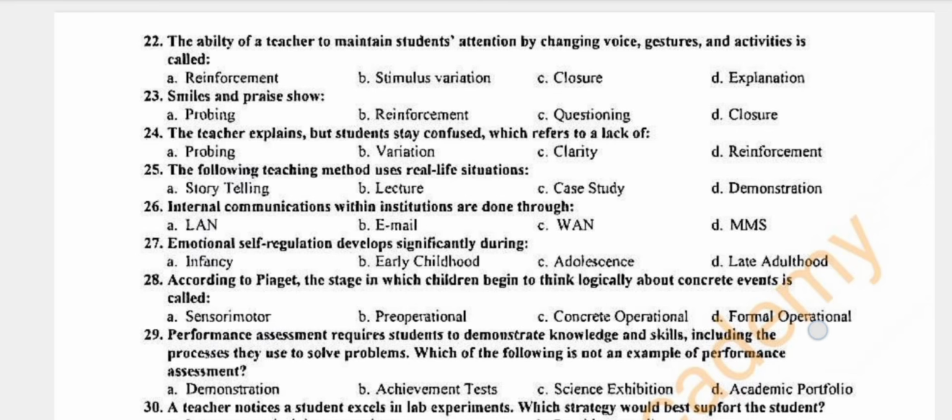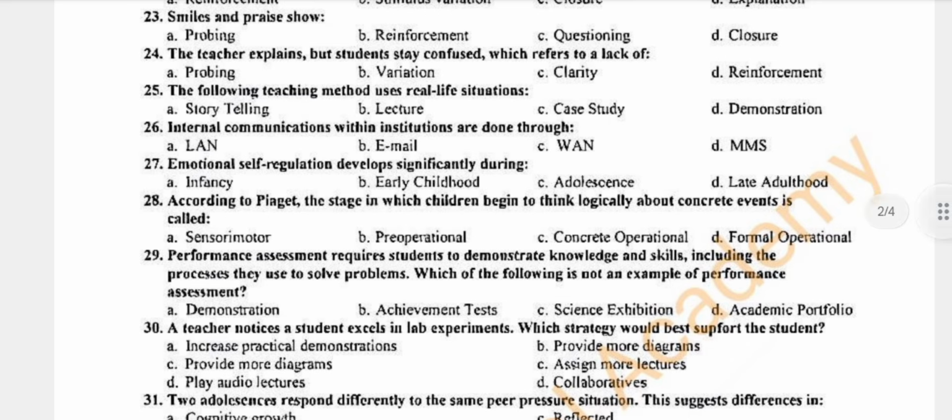Question number 27. Emotional self-regulation develops significantly during, and the correct option is not early childhood, but adolescence. C option is correct here. Question number 28. According to Piaget, the stage in which children begin to think logically about concrete events is called, and the correct option is concrete operational.